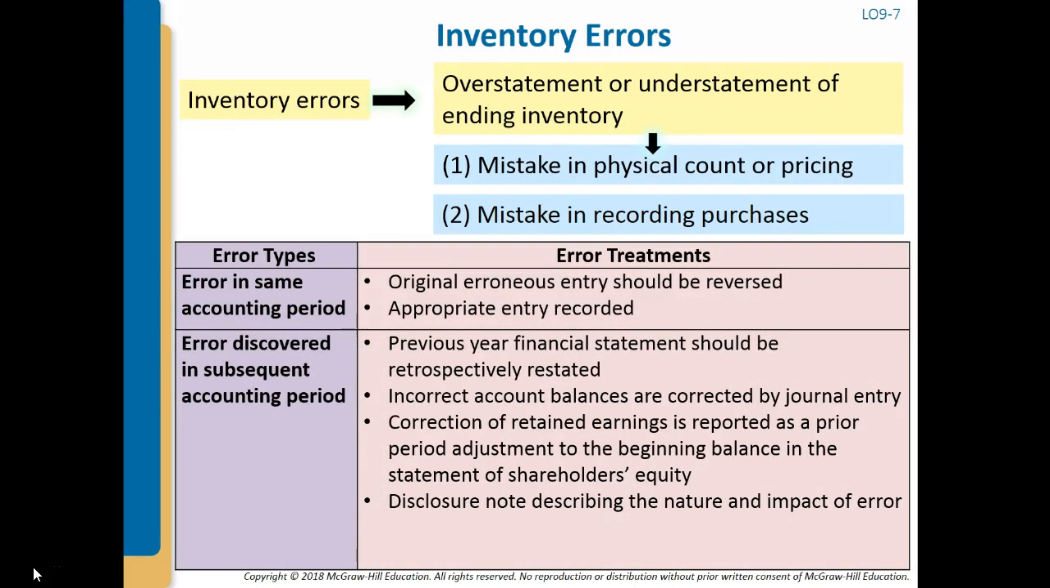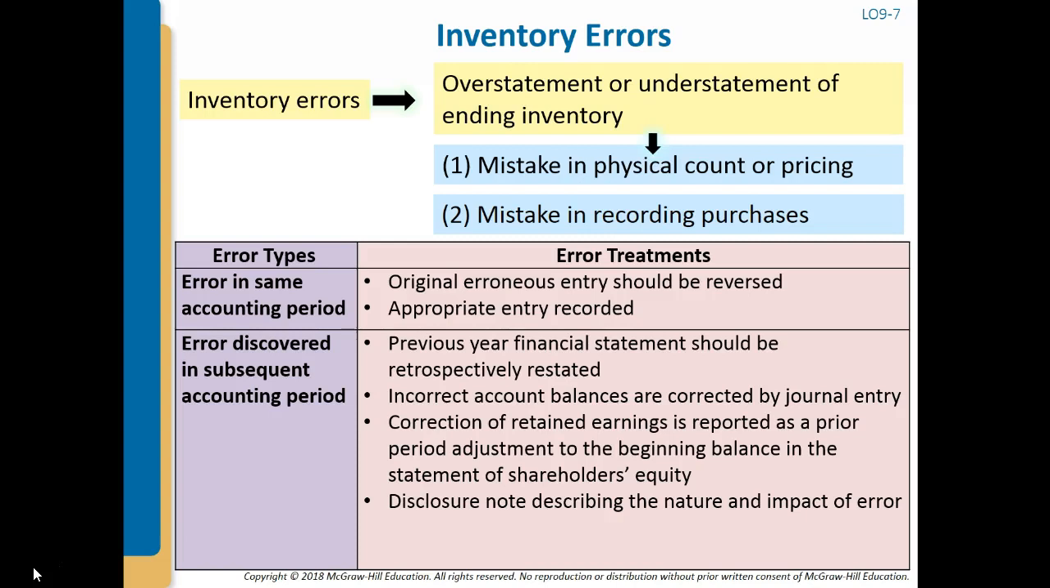Inventory errors include the over or understatement of ending inventory due to a mistake in physical count or a mistake in pricing inventory quantities. These errors may also occur by not recording purchases at the proper time. If an inventory error is discovered in the same accounting period it occurred, the original erroneous entry should simply be reversed and the appropriate entry recorded.